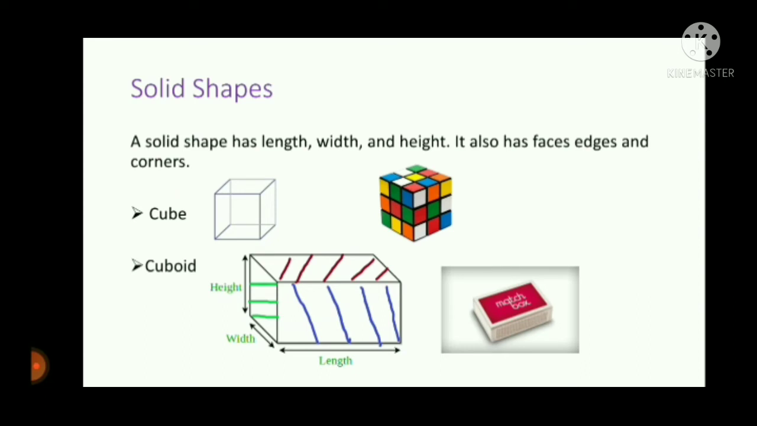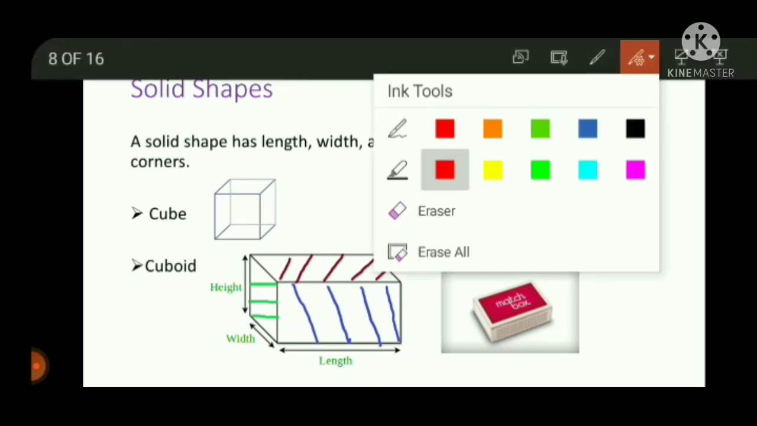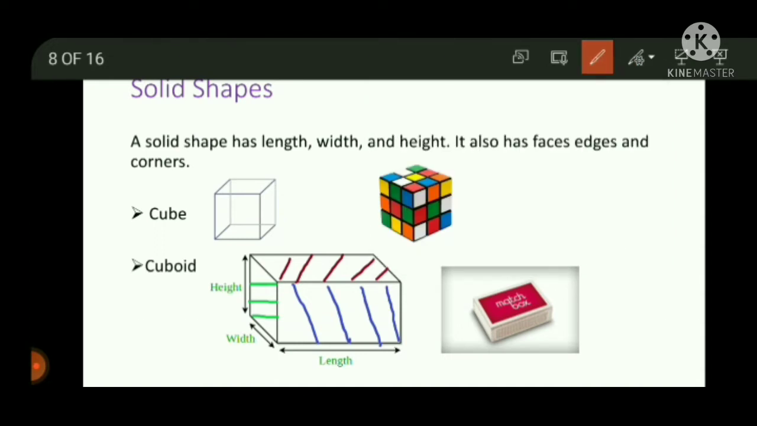What is a solid shape? A solid shape has length, width and height. It also has faces, edges and corners. So first we will see a solid shape. In this picture, we can see this is the length, this is the width and this is the height. Solid shapes are 3-dimensional, which we can touch and feel.